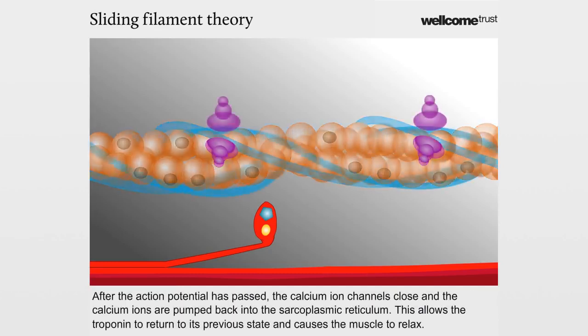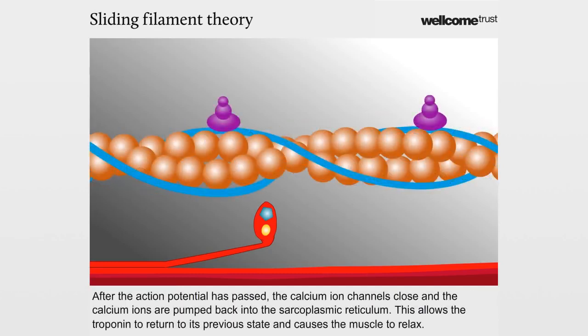After the action potential is passed, the calcium ion channels close and the calcium ions are pumped back into the sarcoplasmic reticulum. This allows the troponin to return to its previous state and causes the muscle to relax.